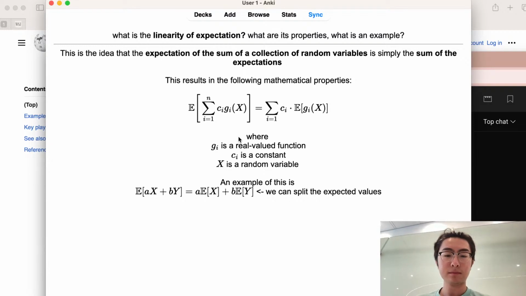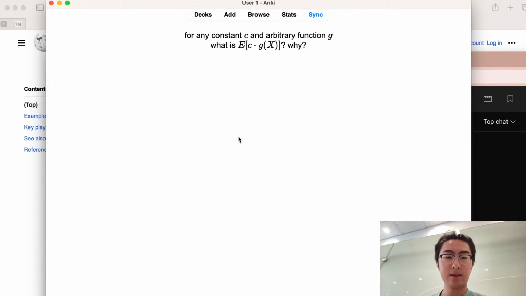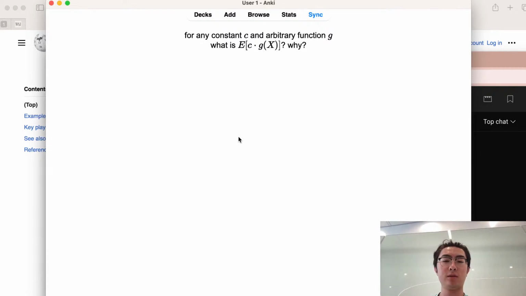For any constant c and arbitrary function g, what is the expectation of c times g of x? It's just c times the expectation of g of x, because you're just scaling it by some constant c. It's just a scaling factor.